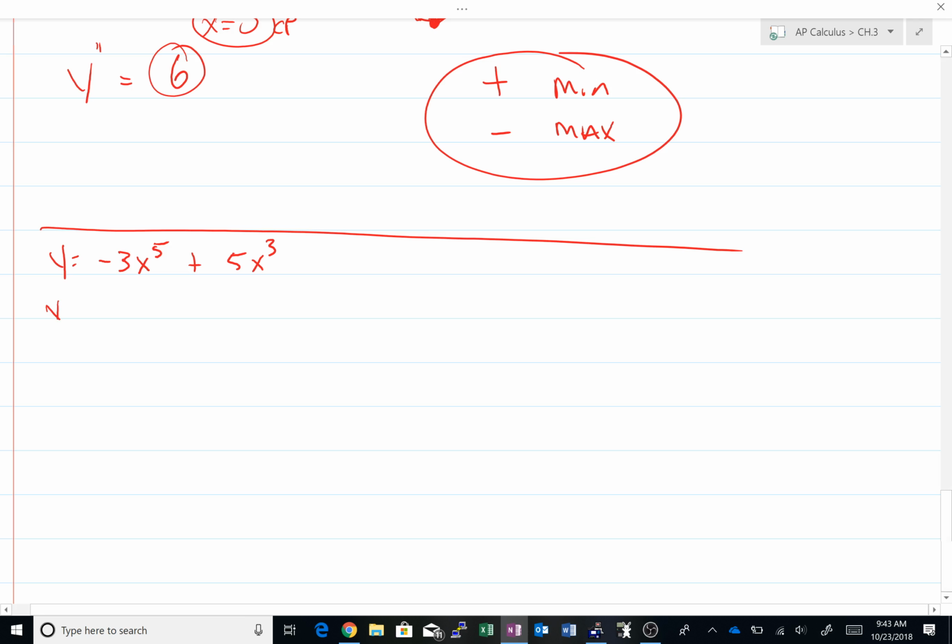Let's find the first derivative. That's going to be negative 15x to the 4th plus 15x squared. Let's set that equal to 0. Let's factor out a negative 15x squared. I'd be left with x squared minus 1. All right, so I'd get 0, negative 1, 1. I get 3 solutions. These are critical points, CPs.